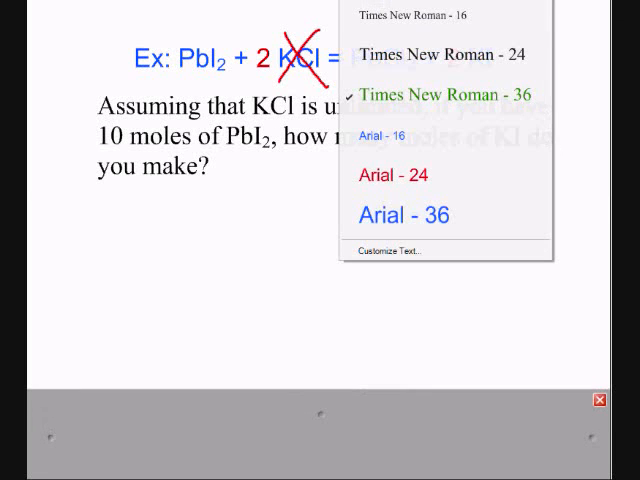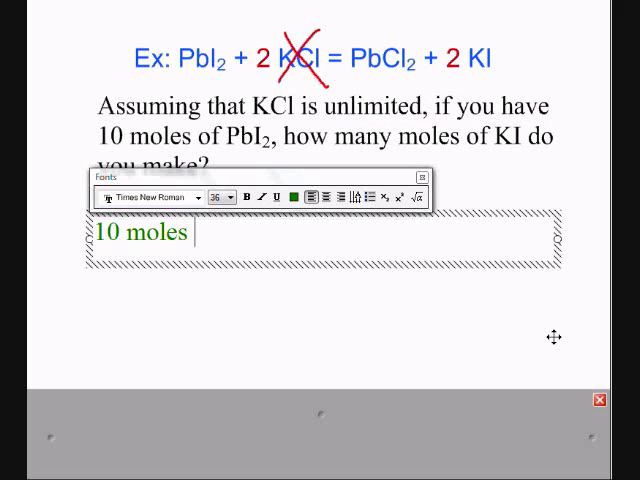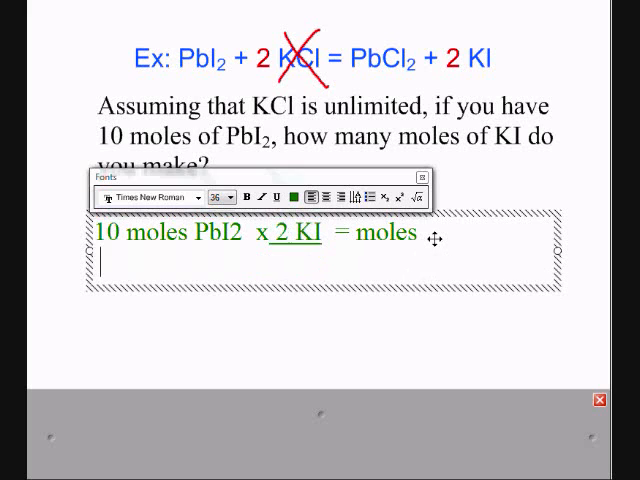Let's go ahead and write that out there using our mole-to-mole conversions. So we start out with 10 moles of lead iodide, right? And we're going to multiply that by the mole-to-mole ratio. What's the ratio? Well, I get 2 moles of potassium iodide for every 1 mole of lead iodide. Let's bring that back here so you can see it a little better. Okay, very good. Complicated math.